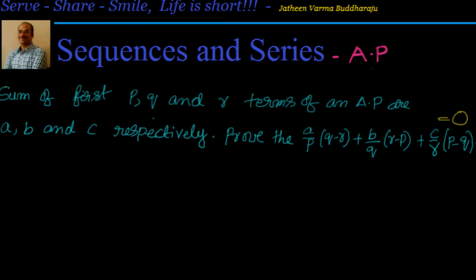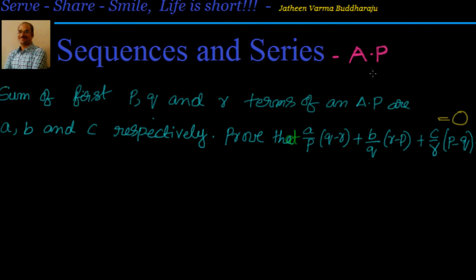Sum of first p, q and r terms of an AP are a, b and c respectively. Prove that a by p into q minus r plus b by q into r minus p plus c by r into p minus q equal to 0. We have been given that sum of p, q, r terms is equal to a, b, c.